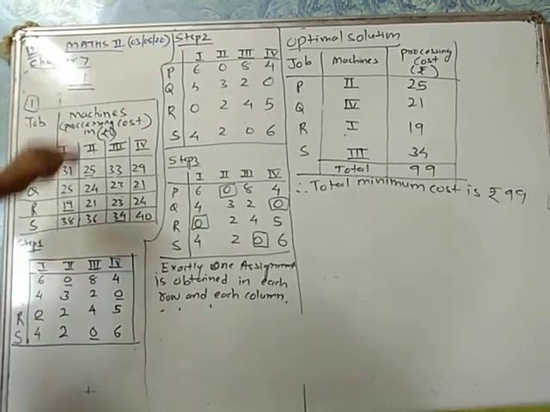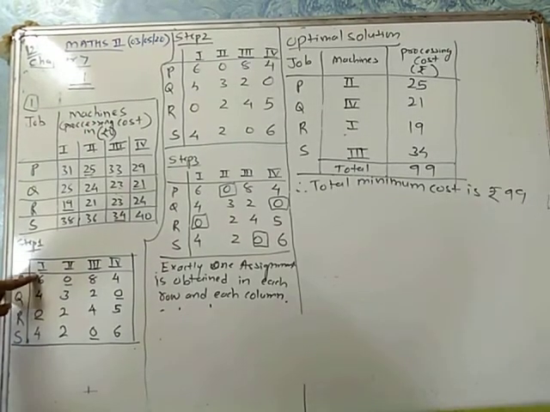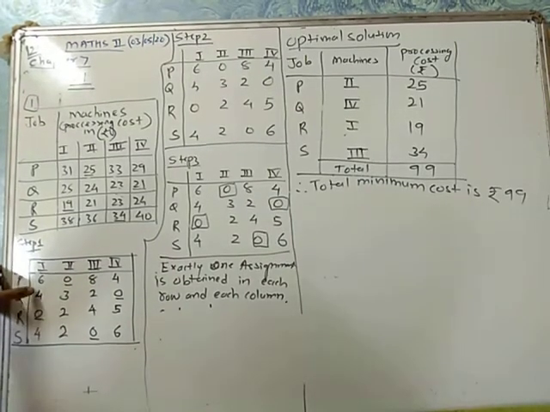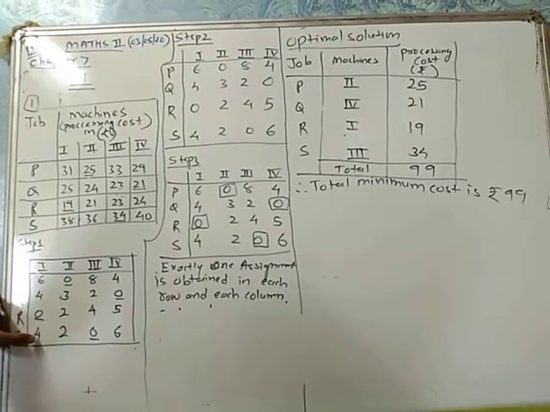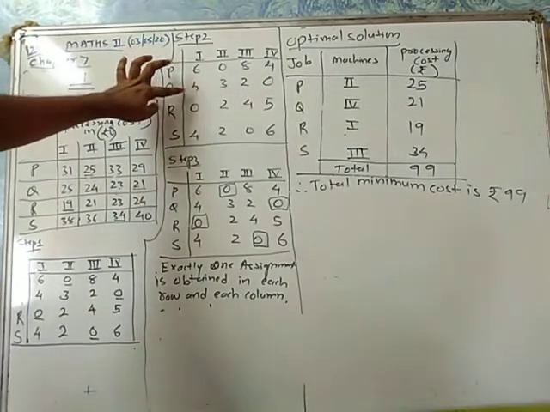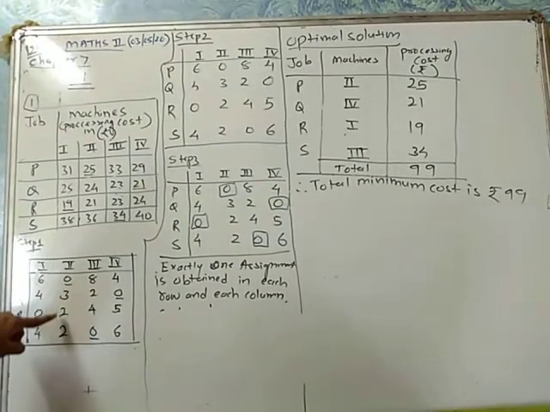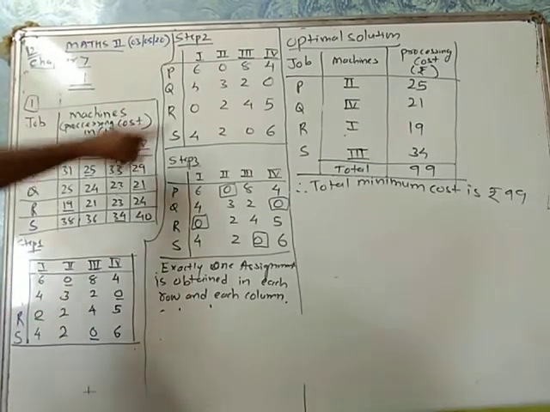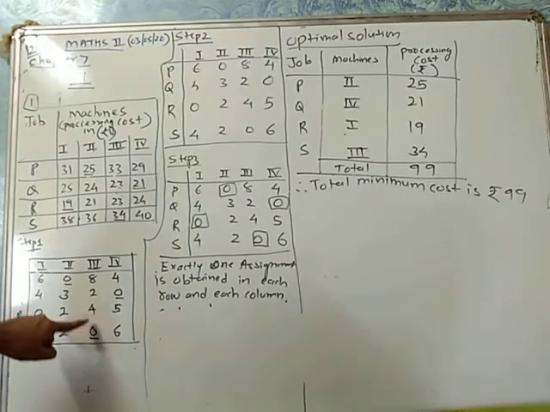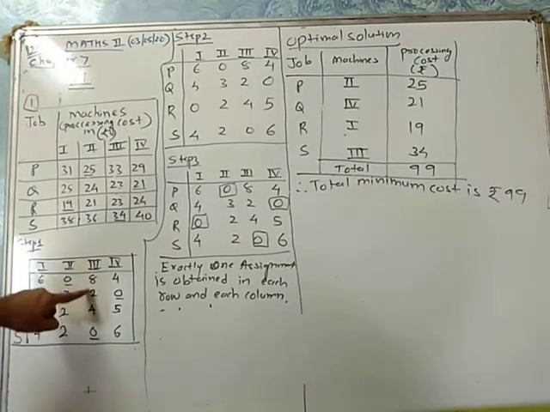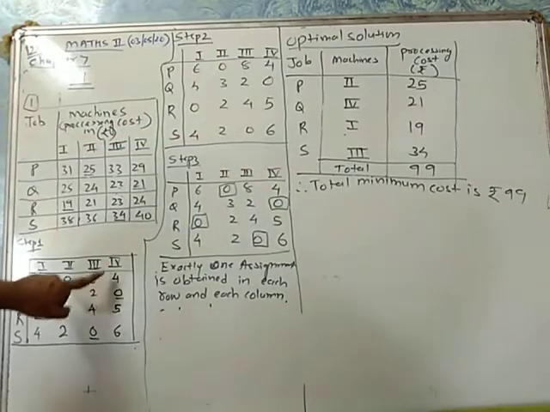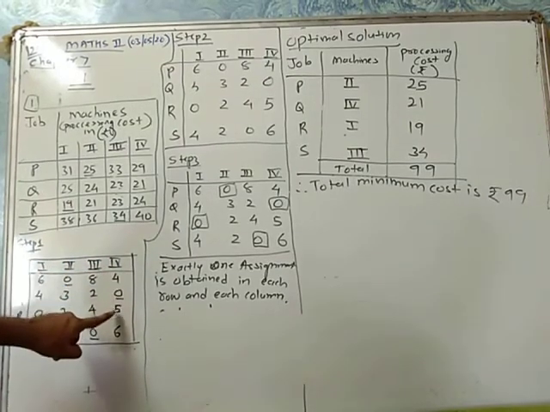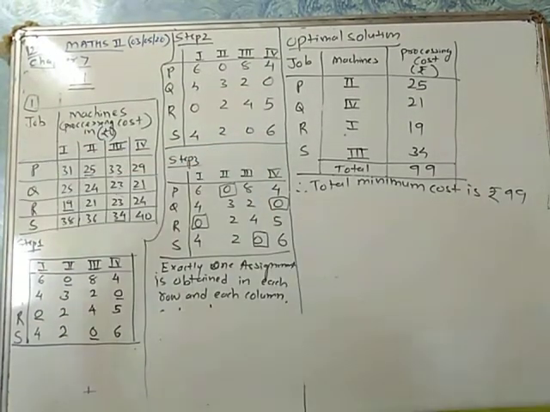Since smallest value is 0, if we subtract 0 from every element, it will remain unchanged. 6 minus 0 is 6, 4 minus 0 is 4, 0 minus 0 is 0, 4 minus 0 is 4. So the same elements 6, 4, 0, 4 will come. In the second, third and fourth columns also 0 is the smallest element, so if we subtract 0 from each element, the same answer will be obtained.